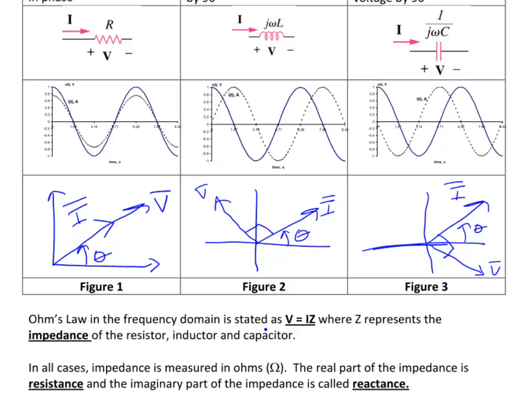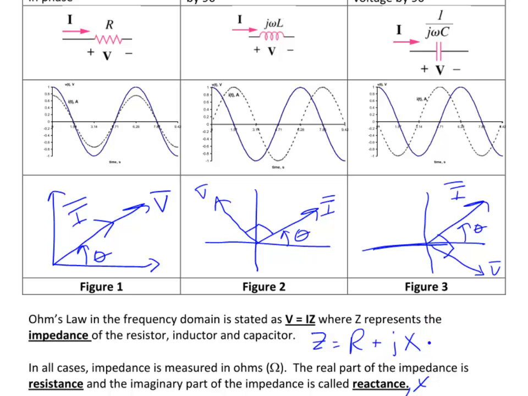So Ohm's law in the frequency domain would be stated as V equals I times Z. Instead of resistance, we now have impedance because it represents resistors, inductors, and capacitors. Note that impedance, Z is equal to R plus JX. So if you're talking about a resistor, the impedance is R. If you're talking about inductors and capacitors, you use X, where X is the reactance. In all cases, impedance is measured in ohms, and the real part of the impedance is the resistance, and the imaginary part of the impedance is called the reactance, or X.